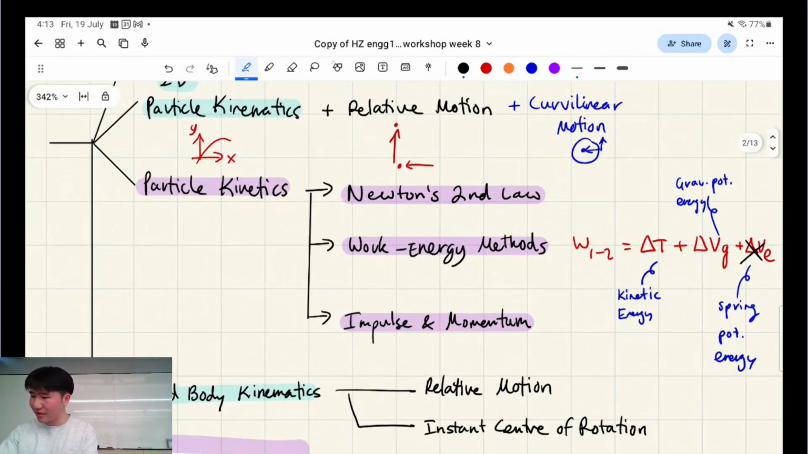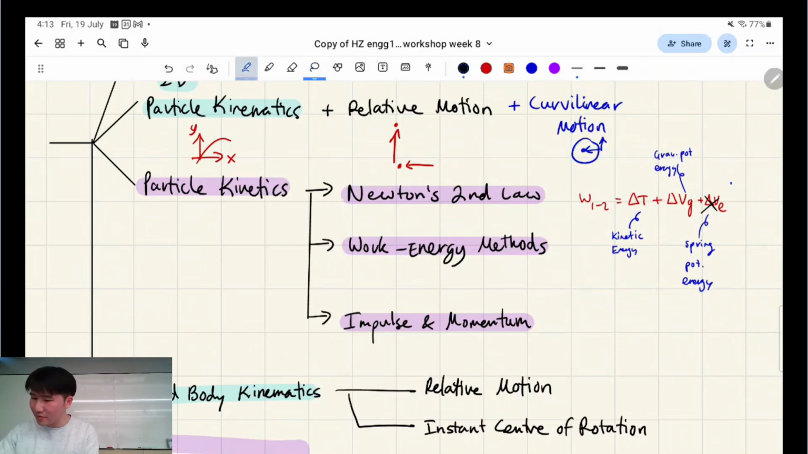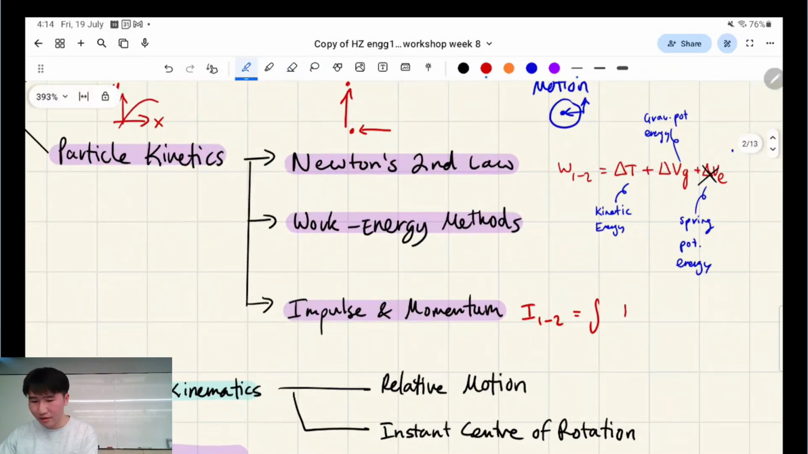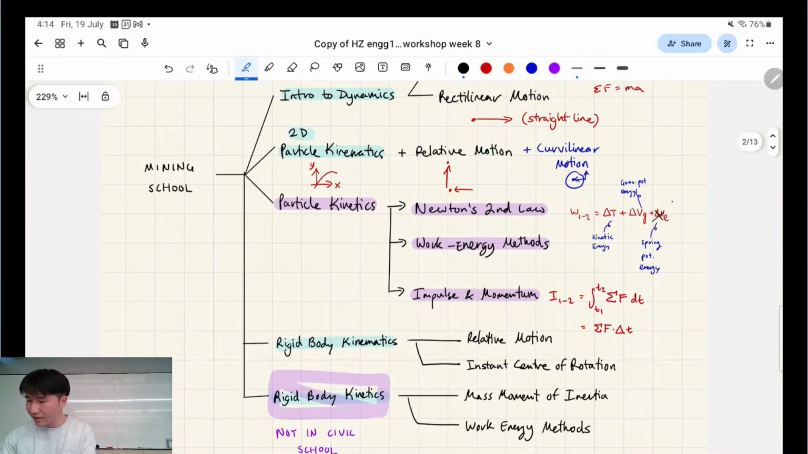The impulse-momentum method, I might move that out of the way so I have a bit more space here. The impulse from state 1 to 2 is equal to the integral of the sum of the forces with respect to time from time 1 to time 2. If you want to think of it linearly, which sometimes you can, it's just saying the net force multiplied by change in time, right? Okay. Does anyone have any questions?